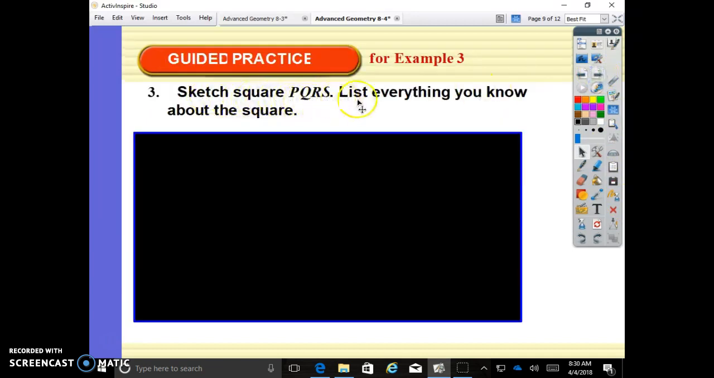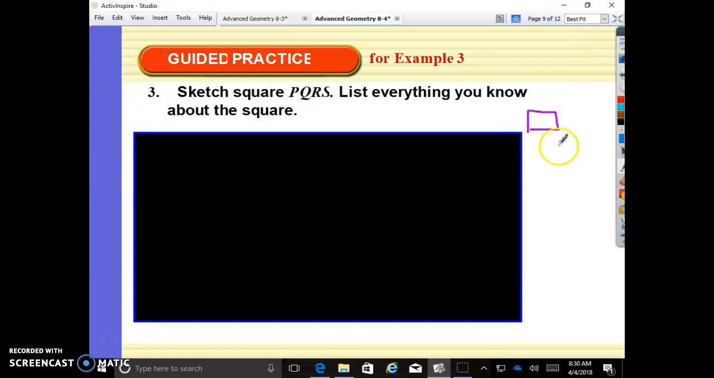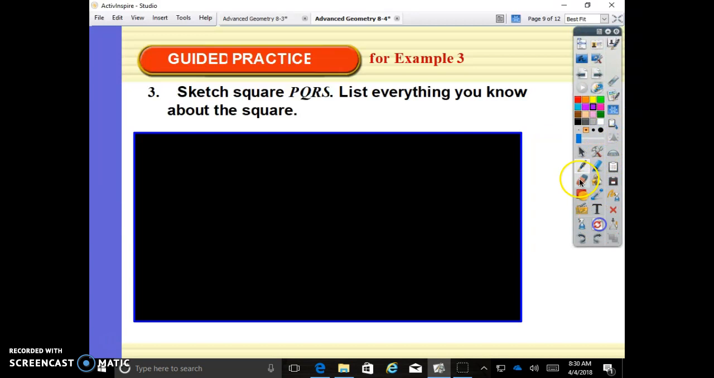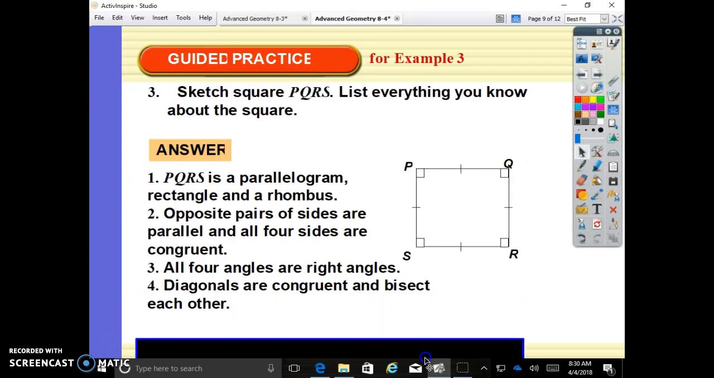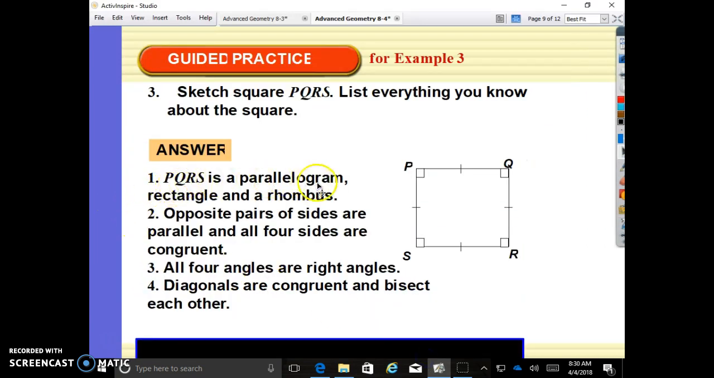Sketch square PQRS and list everything that you know about the square. So if we drew a square PQRS, what do we know? We know that all angles are 90 degrees. We know that opposite sides are congruent and parallel. We know that all sides are congruent. We know that opposite angles are congruent. We know that the diagonals do what? Bisect each other, right? So we know that it's a parallelogram, a rectangle, and a rhombus.